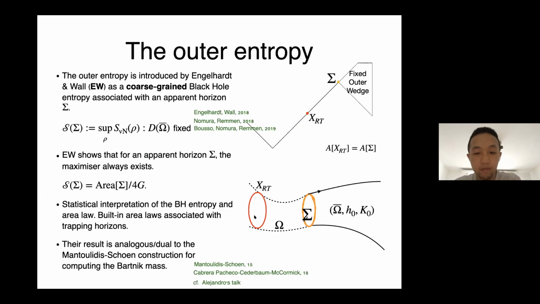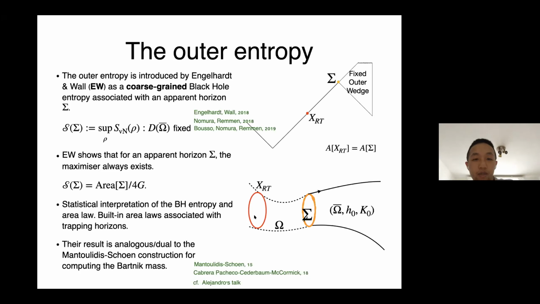And the main thing about outer entropy is a notion of coarse-grained black hole entropy that is defined using the Ryu-Takayanagi prescription. This was introduced by Engelhardt and Wall two years ago, or three years ago. Their idea is to try to define a notion of coarse-grained black hole entropy in a statistical way, but without going to any microscopic theory of quantum gravity. And how do we do that?